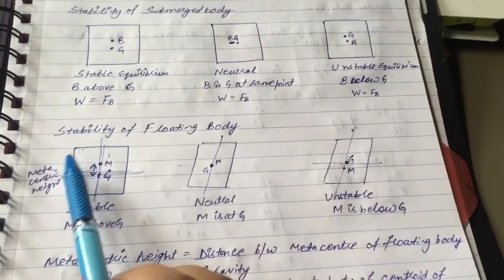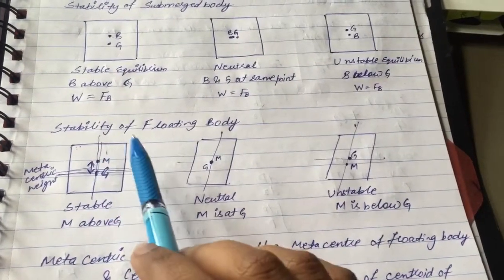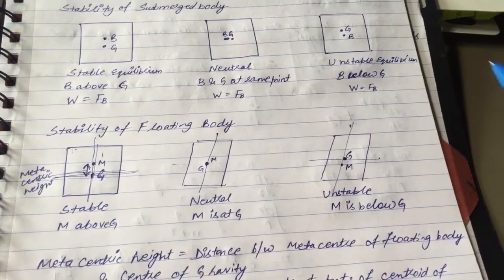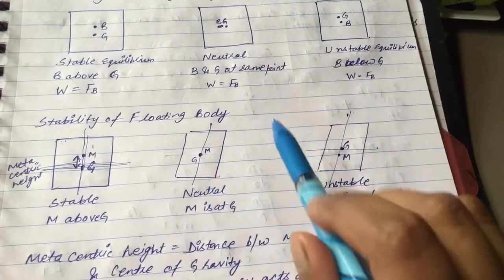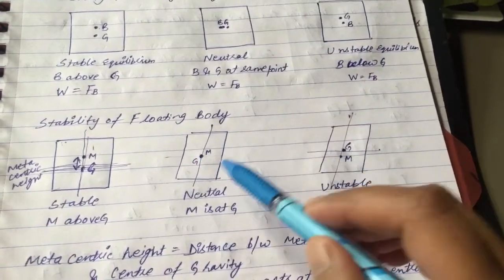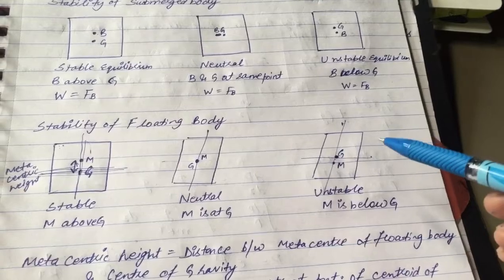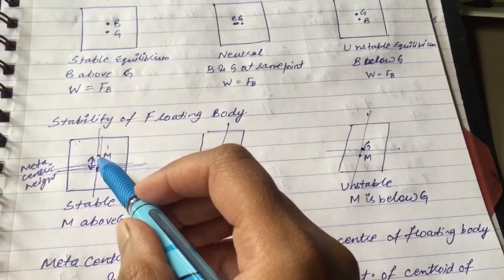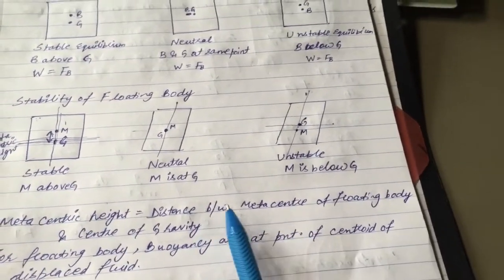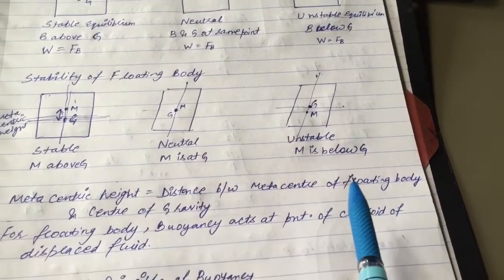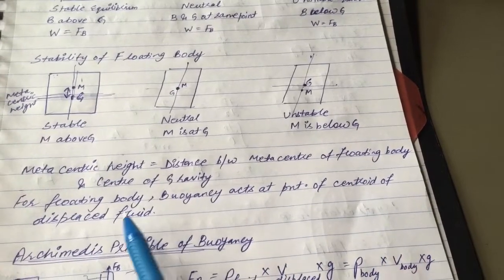In case of a floating body, for stability the metacenter, denoted as M, should be above G, and it is for stable equilibrium. For neutral equilibrium, metacenter and G are at the same point, and if the metacenter is below the center of gravity, in that case it is unstable equilibrium. The distance or height between metacenter and center of gravity is called metacentric height. It is the distance between the metacenter of a floating body and the center of gravity. For a floating body, buoyancy acts at the centroid of displaced fluid.